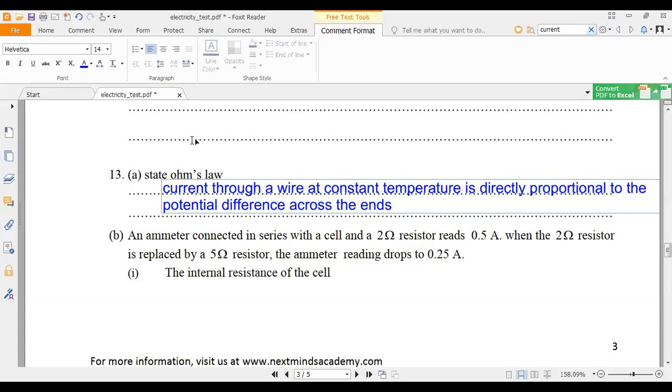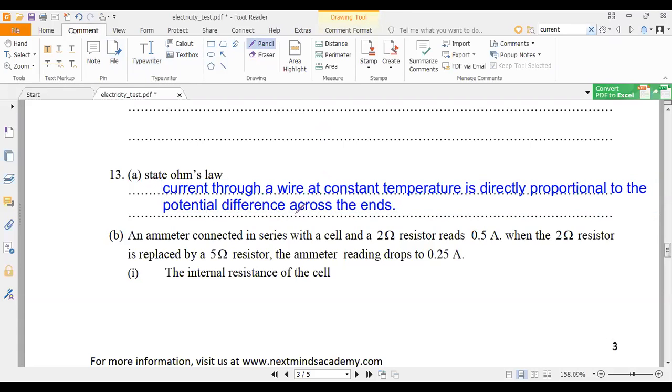Of course, the ends are for a wire or a conductor. So this statement here is the statement for Ohm's law. When stating it, this word current is important. This constant temperature is very important because this is one of the conditions, and then the direct proportionality with the potential difference. So I'm underlining the keywords which should always be stated whenever we are stating Ohm's law.